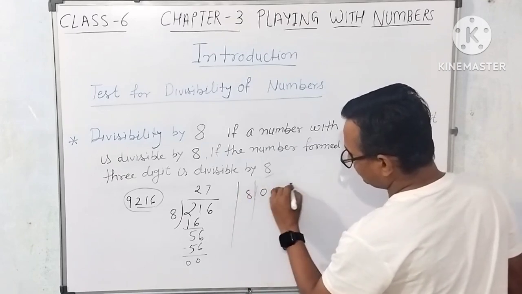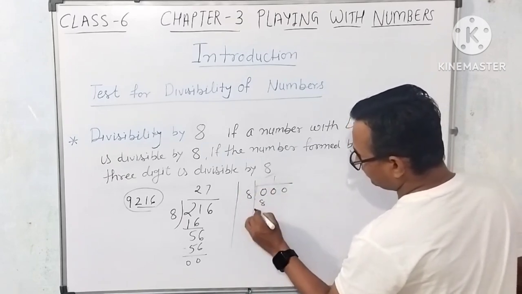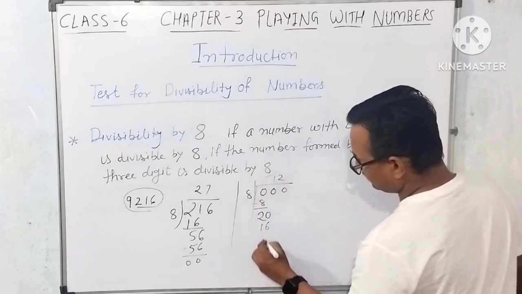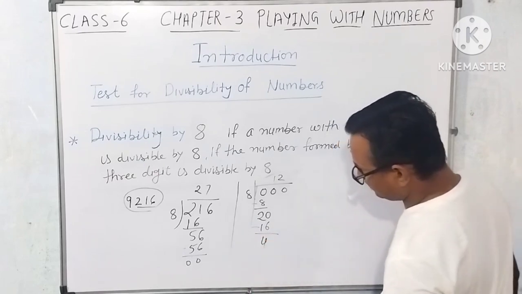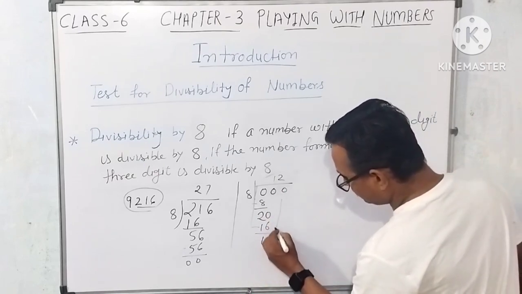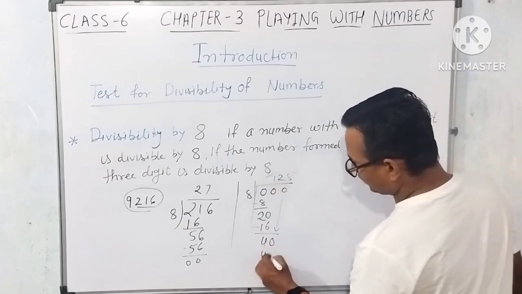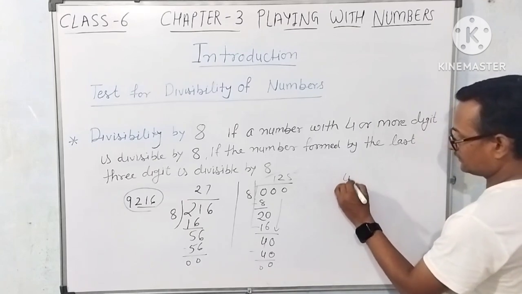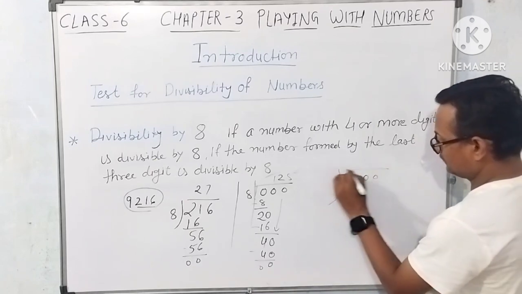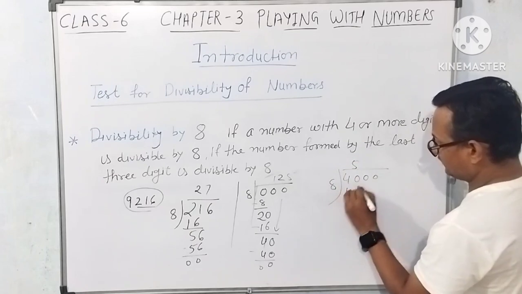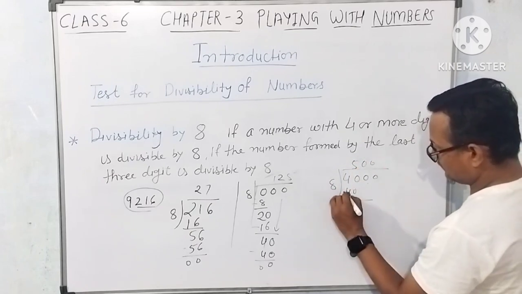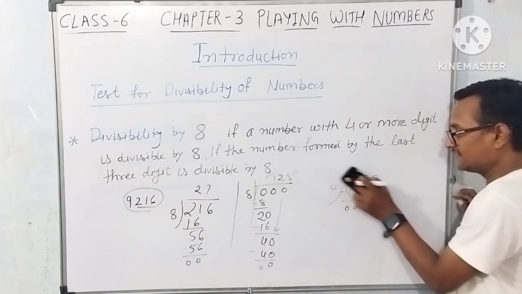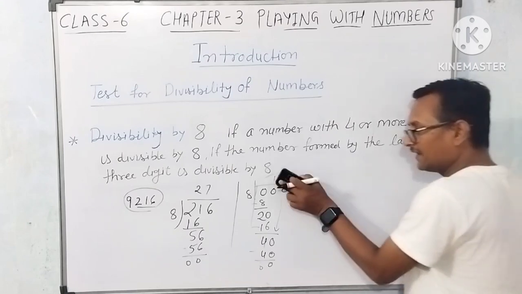So we can say, 8 1s are 8, 8 2s are 16. Then we can find out 4, then we have to take the 0. 8 5s are 40. Another 4000, 8 5s are 40, then we have to take 20 here. So we can say if the last 3 digits are 0, then it is divisible by 8.